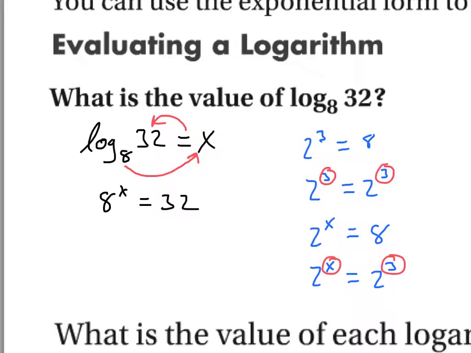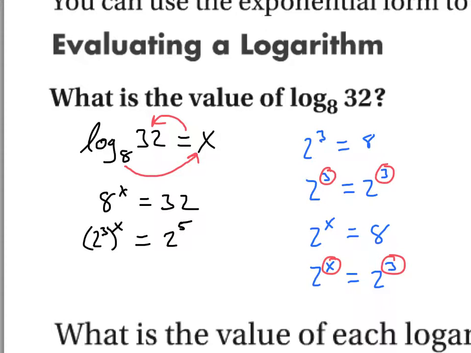2 to the third power. Okay, so I can say that 8 is 2 to the third power, and then that's raised to the x power. And 32, well, if I have a base of 2 over here, then let's see if I can use a base of 2 for 32. 2 to what power? 2 to the fifth.